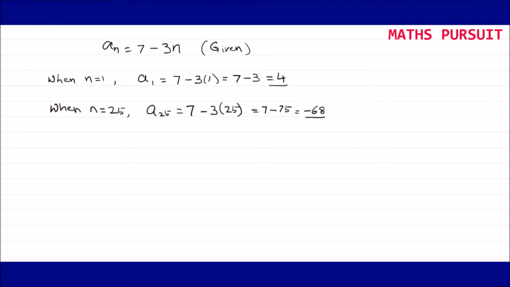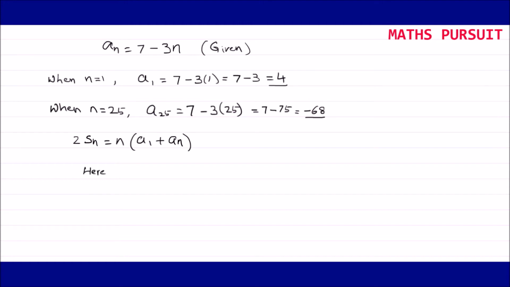Now guys, in order to find the sum of the first 25 terms of the arithmetic progression, we need to take the help of the formula 2Sn is equal to n into (a1 plus a25). This is the common formula that we use for finding the sum of the terms of an arithmetic progression, which is 2Sn is equal to n into (a1 plus an). Now let us see what we have.